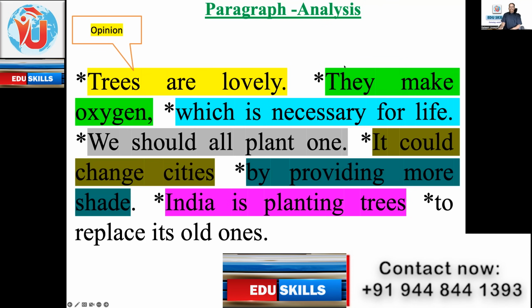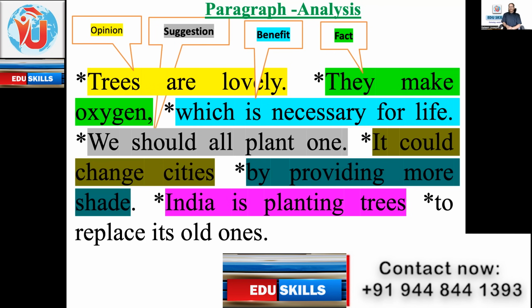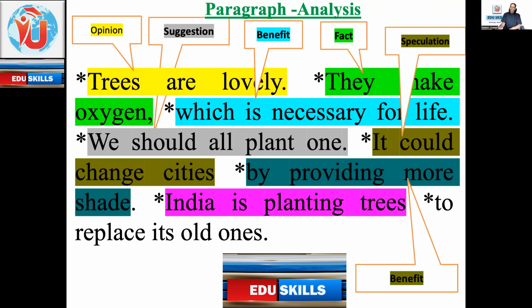Trees are lovely. They make oxygen is a fact. It doesn't change from person to person. The trees are there. They make oxygen is a fact, which is necessary for life, is the benefit of the trees making oxygen. Now, we should all plant one. We should is a suggestion. Even if you don't plant, nobody is going to penalize you. It could change cities is speculation. Speculation is prediction about the future. Providing more shade is the benefit of planting one tree.